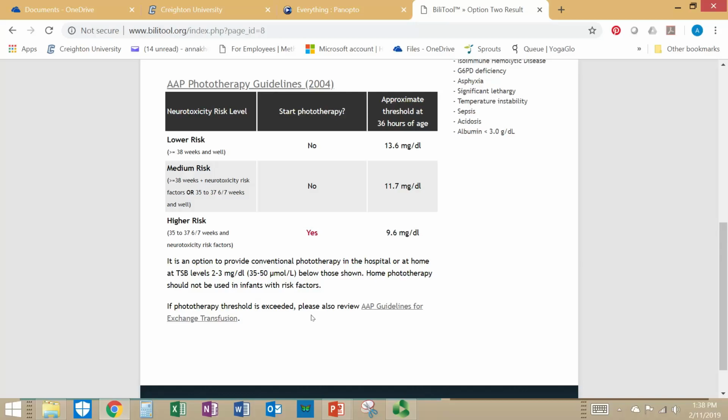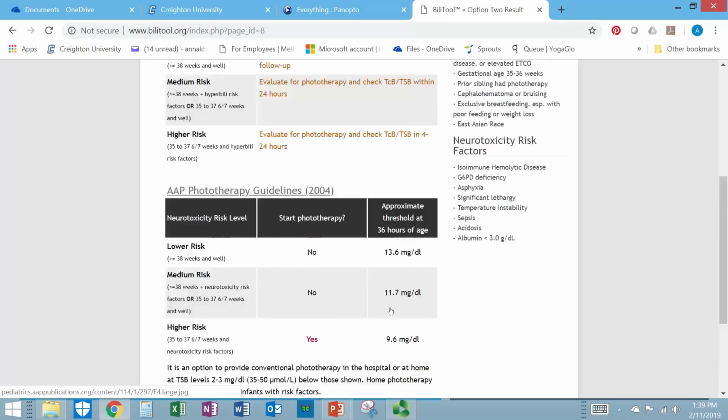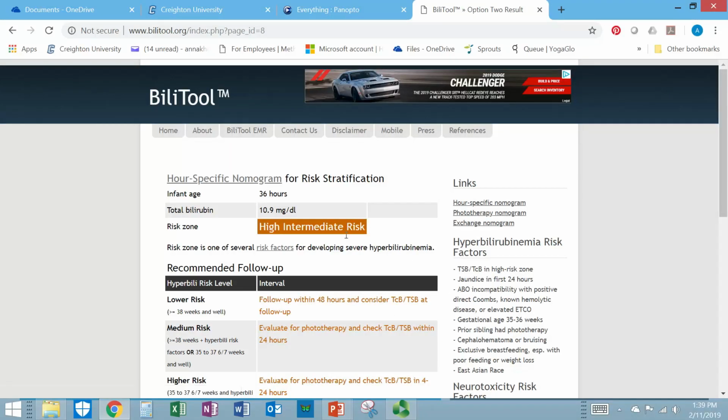There is also an option to click here. I'm not going to do it, but you can click here, and it will take you to an exchange transfusion chart. So it will show you the level that the baby would qualify for an exchange transfusion. If you have a kid that, let's say, instead of this high intermediate risk, let's just go back here for a minute.